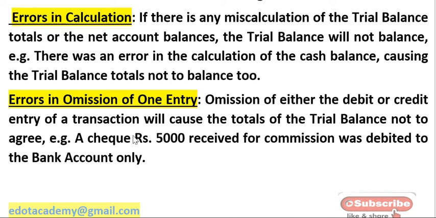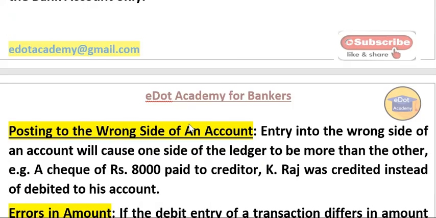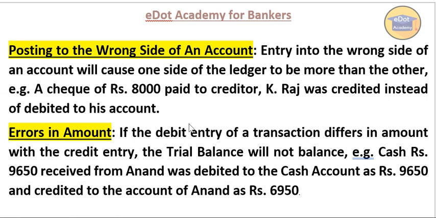Okay, that is, what did you do, you only debited the bank account, and you did not credit the party who paid you. Means this is the mistake. Means you have taken only one entry. So this is the mistake. Means omission of one entry will affect the trial balance. Okay. Now next is the posting to the wrong side of an account.